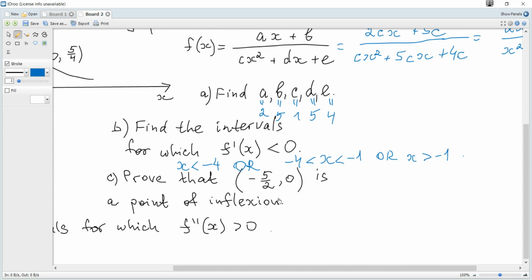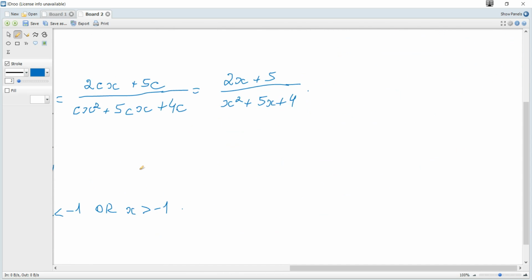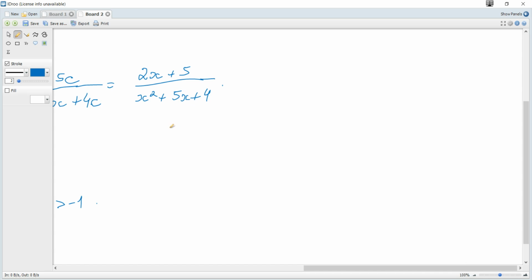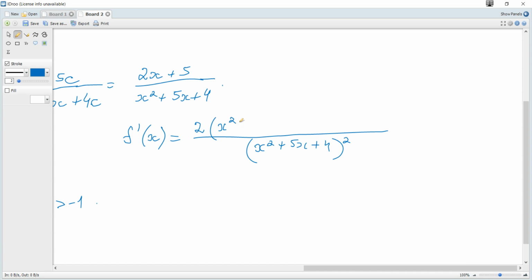So we need to find the second derivative. And function looks like division, so we should apply quotient rule. And it says it becomes denominator squared, numerator derivative multiplied by just denominator, minus numerator multiplied by denominator derivative, which is 2x plus 5, so it becomes 2x plus 5 squared.